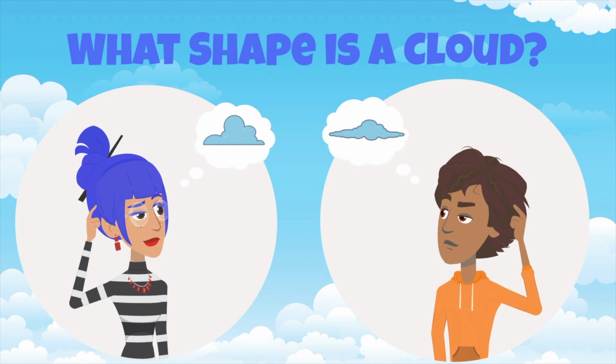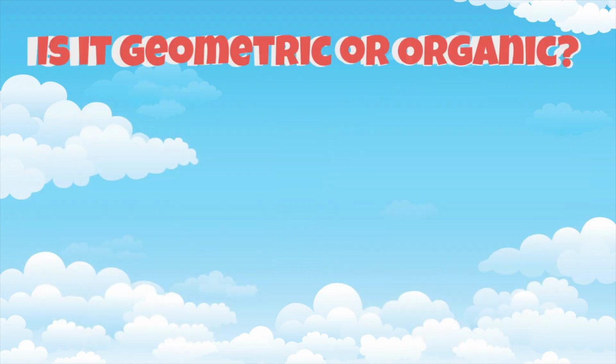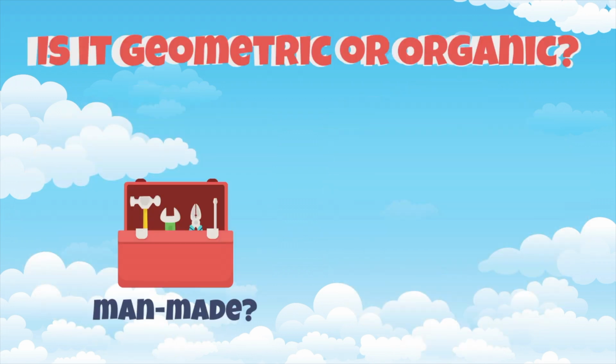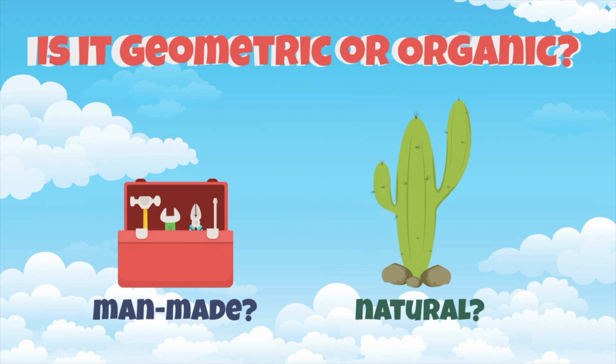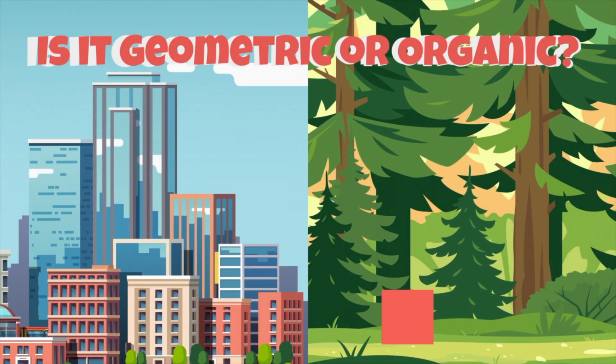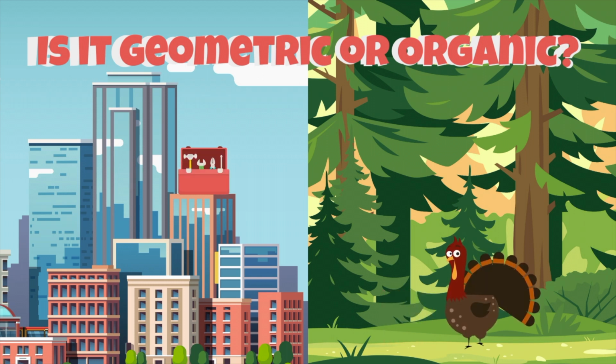One way of distinguishing geometric and organic shapes from each other is if the object is man-made or natural. Perfect geometric shapes do not exist in nature. A person has to make them. Organic shapes are more often than not objects that are actually found in nature.